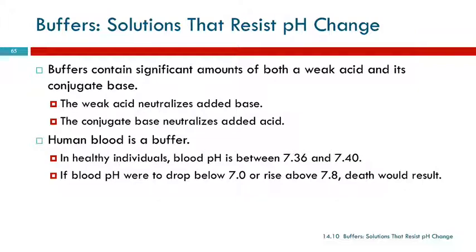Human blood is highly buffered. The pH of your blood is between 7.36 and 7.40. If your pH drops below 7 or rises above 7.8, you die. You may have heard of diabetic ketoacidosis, a very, very serious life-threatening condition where the blood becomes too acidic. There's a lot of talk about different foods that make your body more or less acidic. They are not changing the pH of your blood. Your body regulates its pH very tightly.